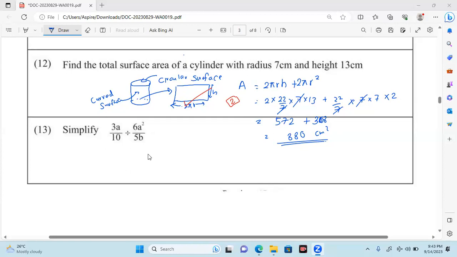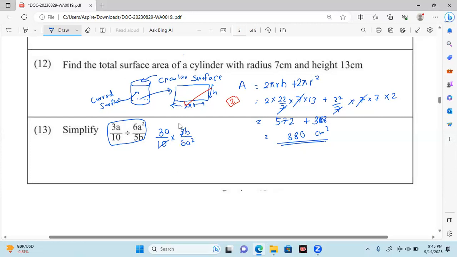Okay, look at this one. It is a division. When you have a division, what do we do? First of all we have to take the reciprocal of the second fraction. And while obtaining the reciprocal, division should be converted to multiplication. Okay. Then 5b over 6a square. Okay, and now you can simplify.